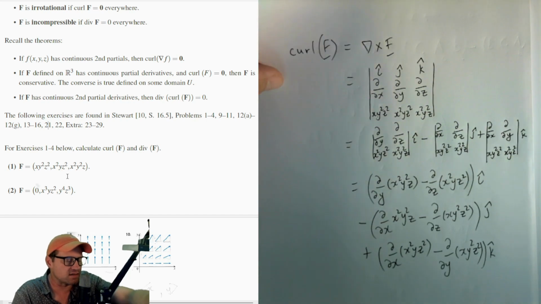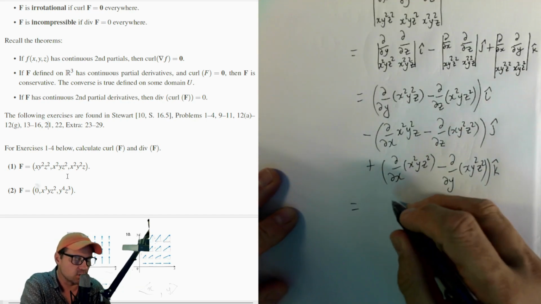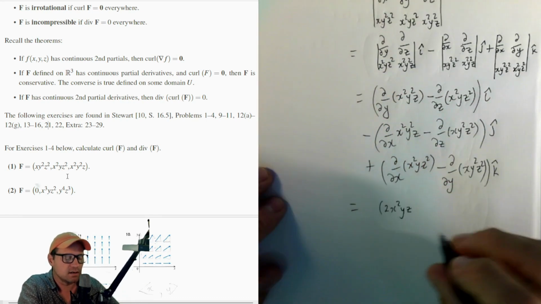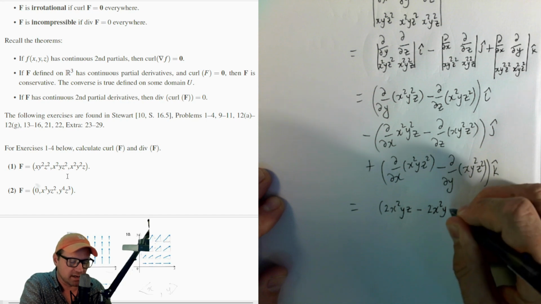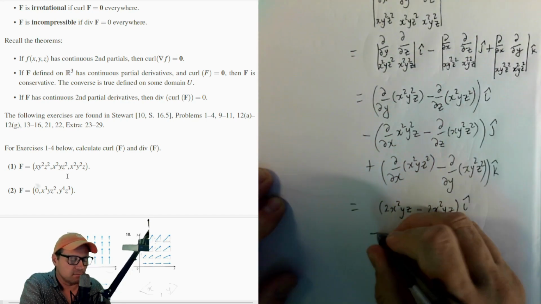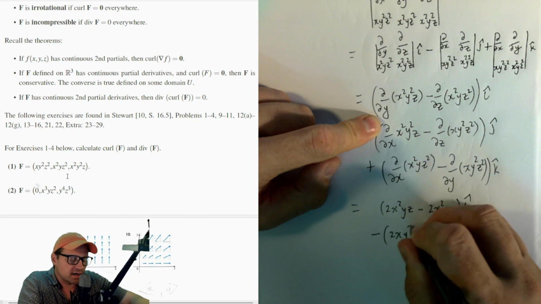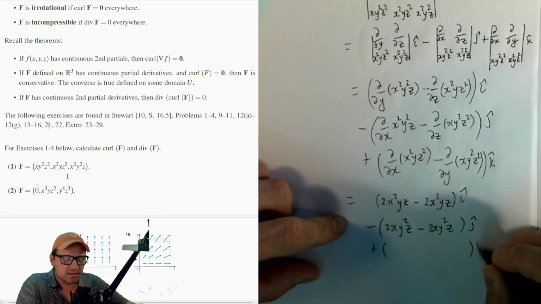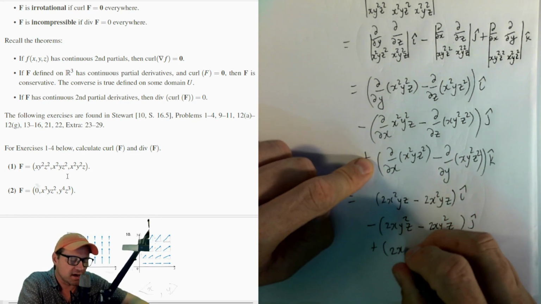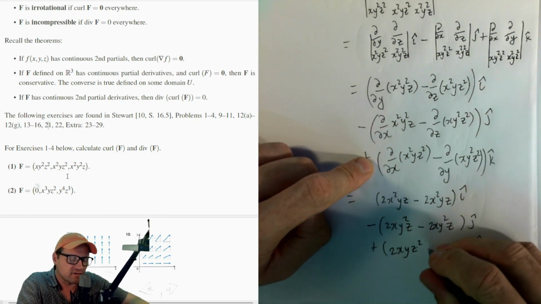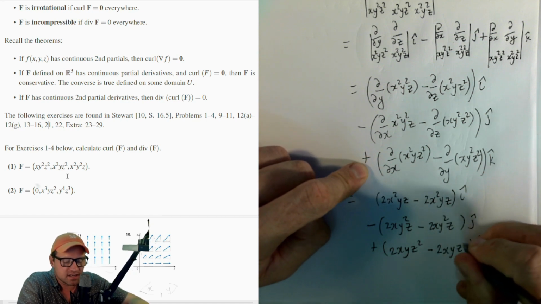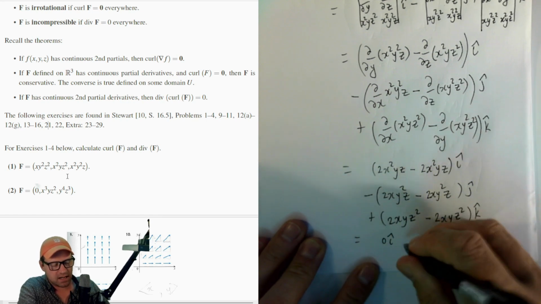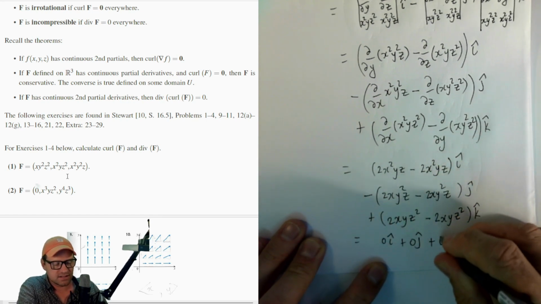Okay, so simplifying this, we now differentiate. And so we have 2x²yz for this one minus 2x²yz for this one times i hat minus in brackets 2xy²z minus 2xy²z. Okay, then plus in brackets something times k hat. So we have 2xyz², and then over here we have minus 2xyz². Okay, now each of these differences give 0. So we have 0 i hat plus 0 j hat plus 0 k hat.